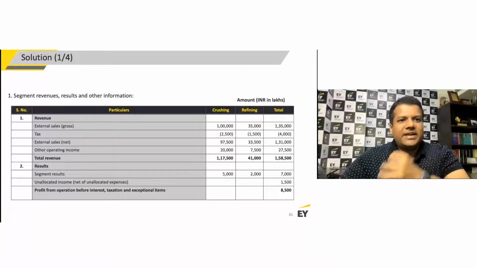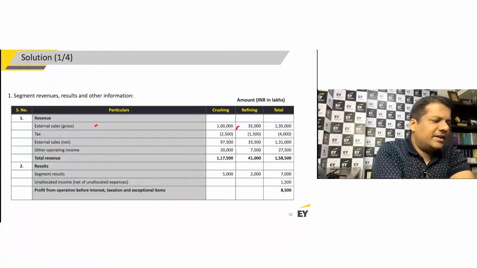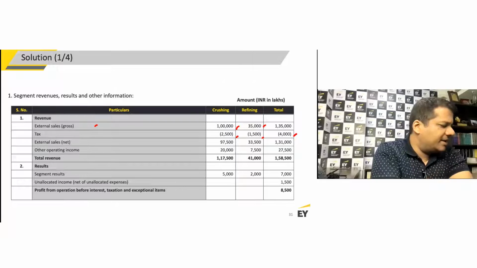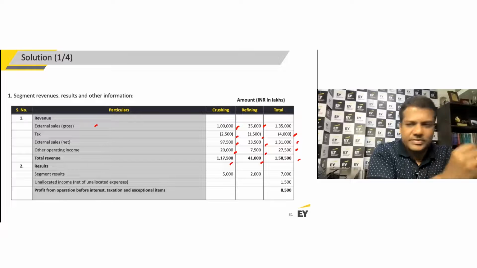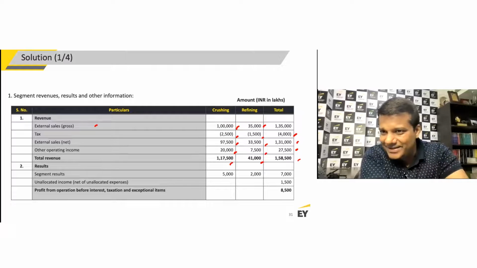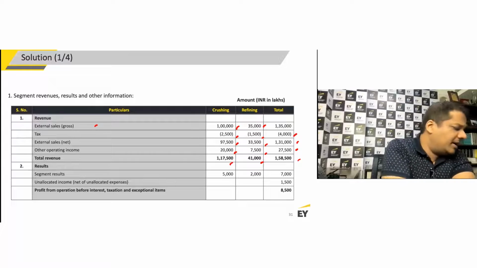So we're going to look at revenues, external sales gross, which is 100,000 and 35,000. Then we said tax, 2,500, 1,500. So reduced external sales net is 97,000, 131,000. Other operating income, we've got this. So now we have total revenues of this much. Simple, that information has been given to us. So we get to the total revenues, right, including other operating income.